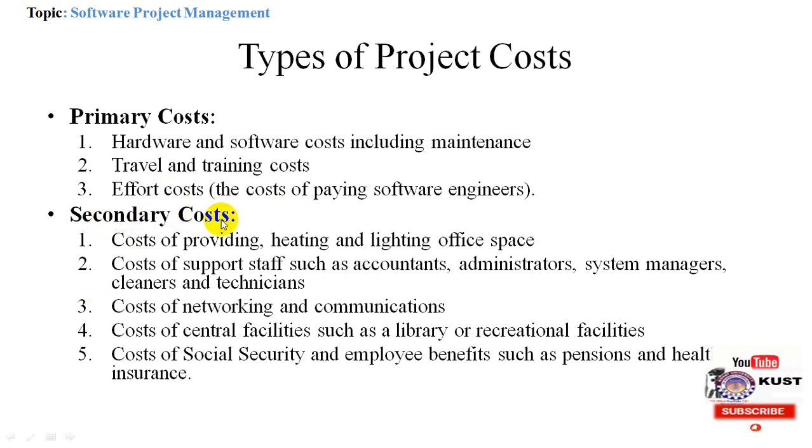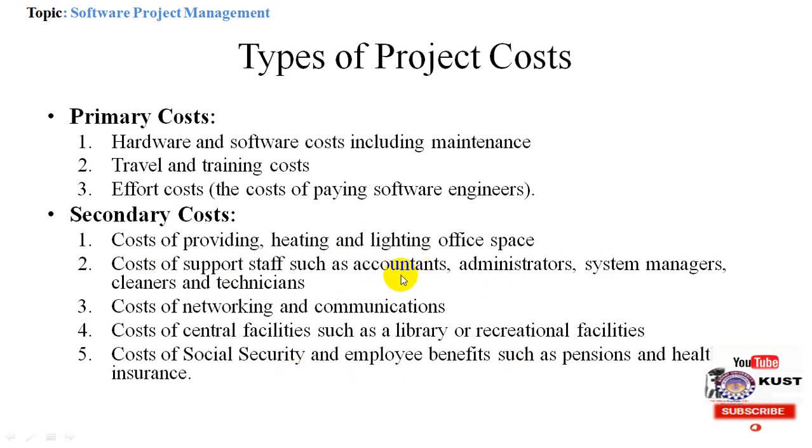Next is the secondary cost. Secondary costs are not major costs; these are minor costs, but they are also costs. Some or all of the secondary costs together can make a very big cost. This includes the cost of providing heating, lighting, and office space. Basically, many secondary costs are one-time costs. It also includes the cost of support staff such as accountants, administration, system managers, cleaners, and technicians. In a software organization, we need less supporting staff because there is less paperwork involved. So that's why this is a secondary cost.